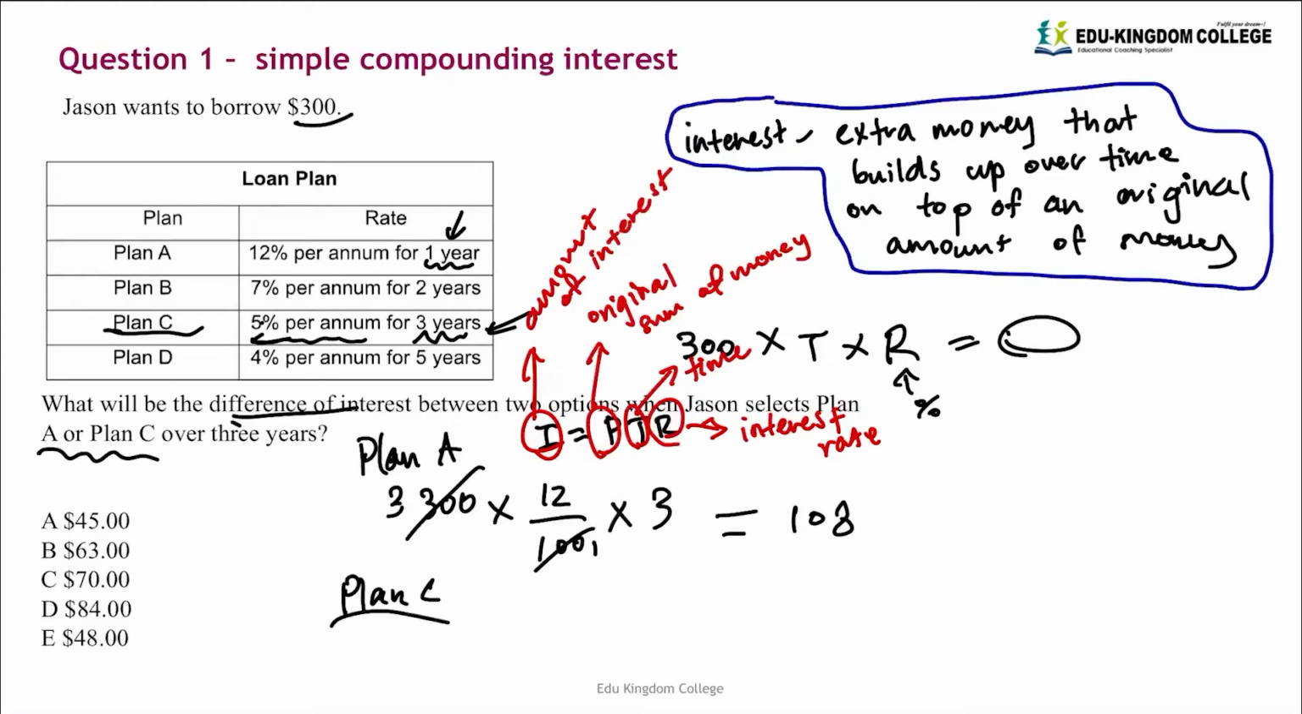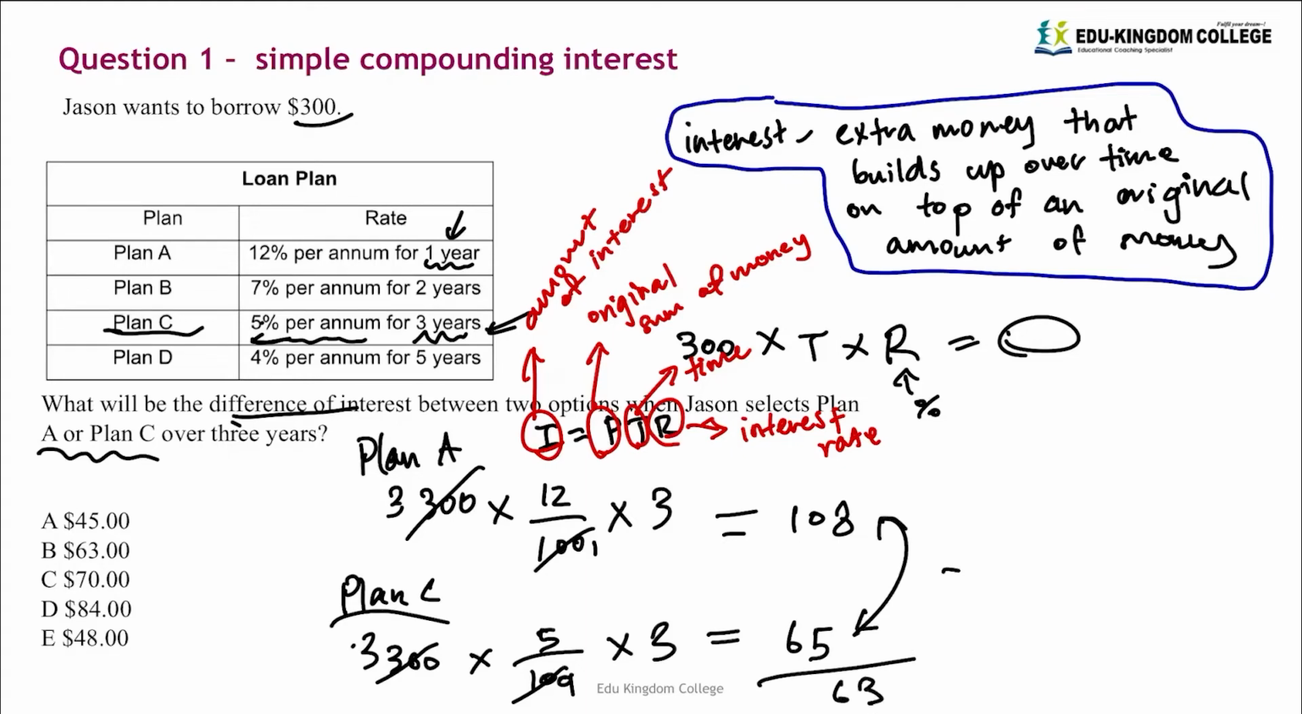Okay, so plan C has, as it reads, 5% per annum. For $300 borrowed, it has 5% per annum, or 5 over 100 for 3 years as well. So don't get confused, that we also cancel out to be 3 and 1. And what is 3 times 5 times 3? It is 45. Okay, and now because the question asks for the difference of interest, we just subtract these two values to get us $63, which is option B.